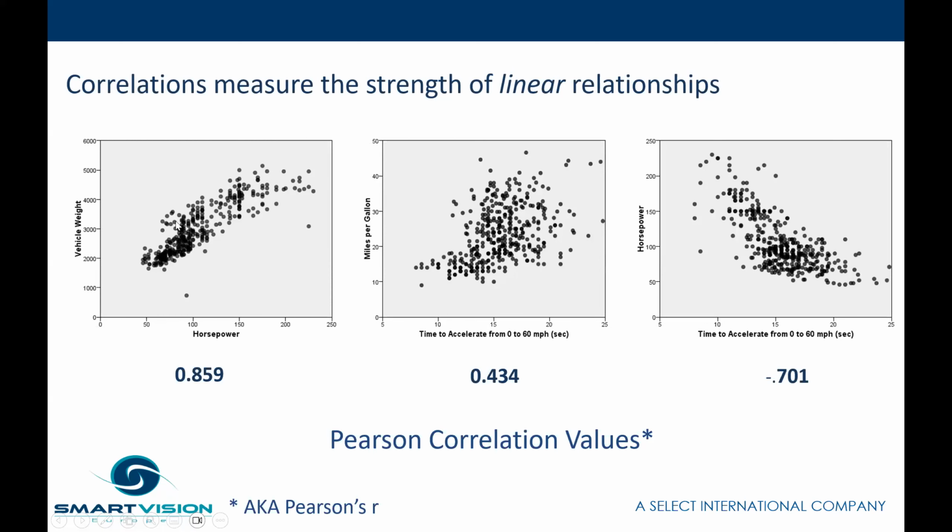But you can see it doesn't form as tight a line as this scatter plot here, and therefore the correlation value is slightly weaker at 0.434. This is a negative relationship here, minus 0.701. This is the relationship time to accelerate from 0 to 60 against horsepower, saying that if you've got a lot of horsepower, you can accelerate from 0 to 60 a lot quicker. And that's a negative relationship.